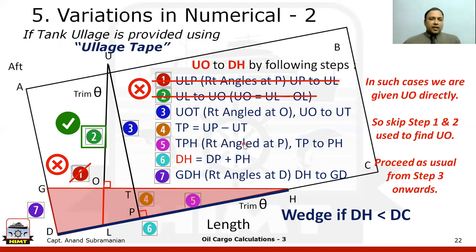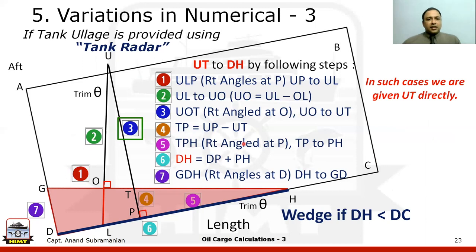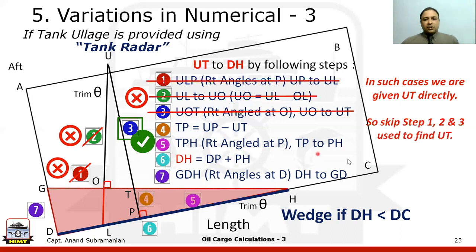The third variation that can be given to you is the tank ullage using tank radar. Now, as you all know, tank radar always gives the ullage which is parallel to the aft bulkhead. That means what is known to us is the value UT. UT is our step 3, so this particular value is known to us. In such cases, when the UT value is given, we can skip steps 1, 2, and 3, and directly proceed to step number 4. From step number 4 onwards, it is a regular procedure.